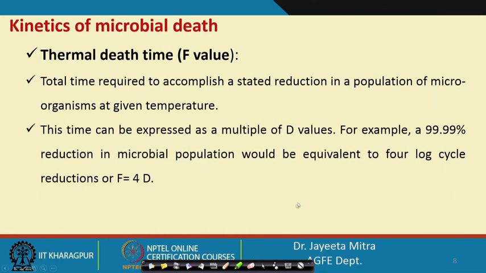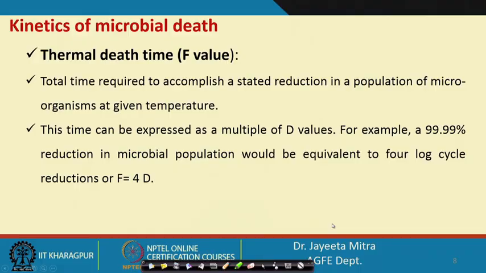So, this time can be expressed as a multiple of the D value, because we know that one log cycle reduction takes a time which is represented by the D value, but one log cycle reduction is not enough to preserve the food material. Normally, there is a fixed number of logarithmic cycles that is stated for any food preservation. For example, commercial sterility is done by 12D, that is 12 log cycle reduction. So, if one log cycle reduction takes a time D, then n log cycle or any log cycle reduction will be that number multiplied with the D value.